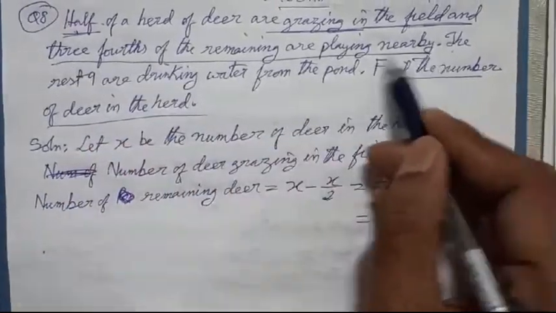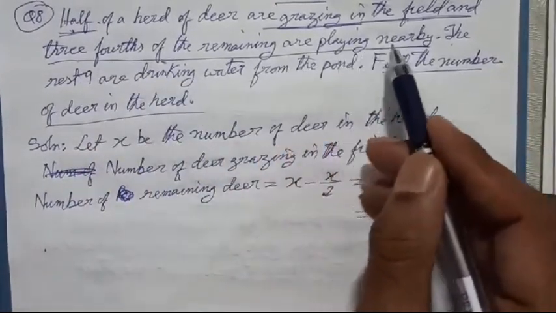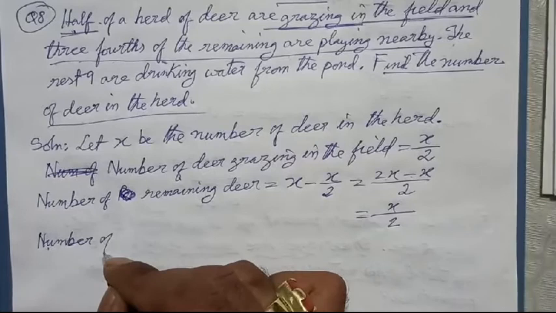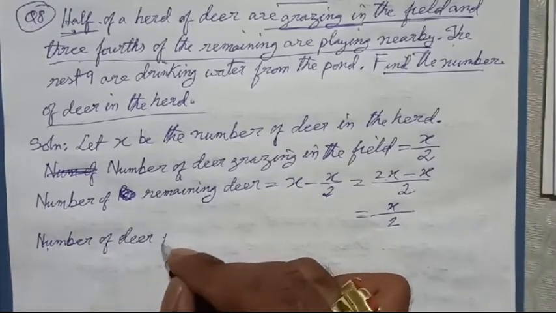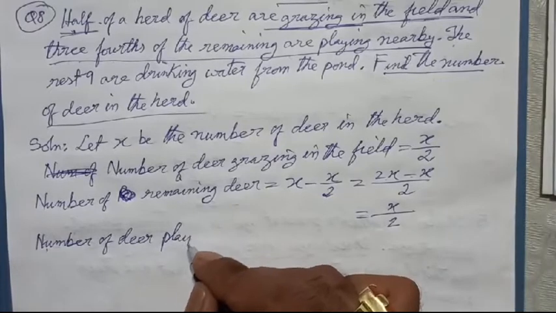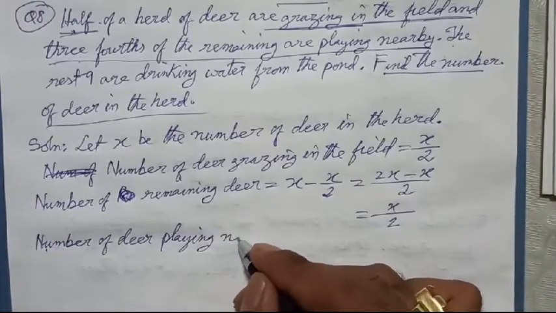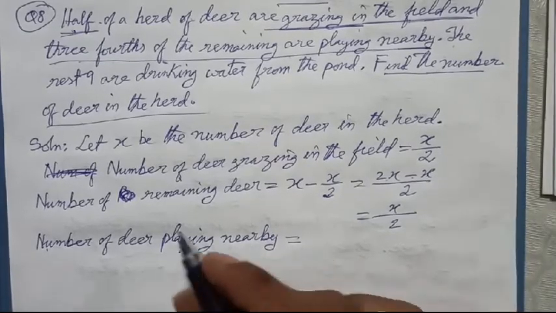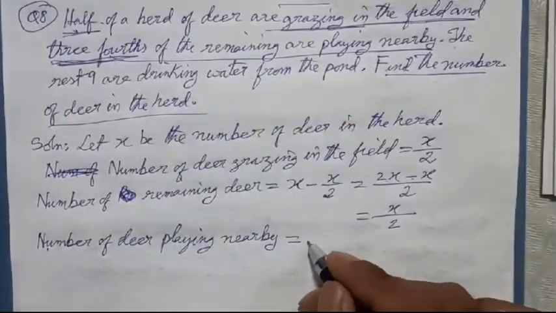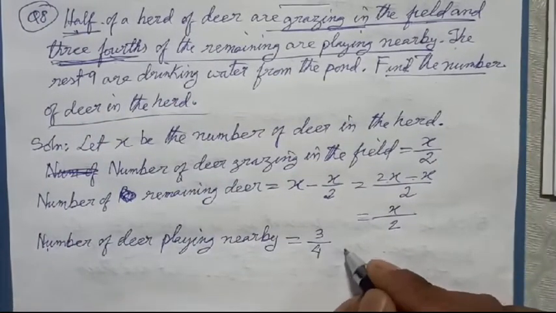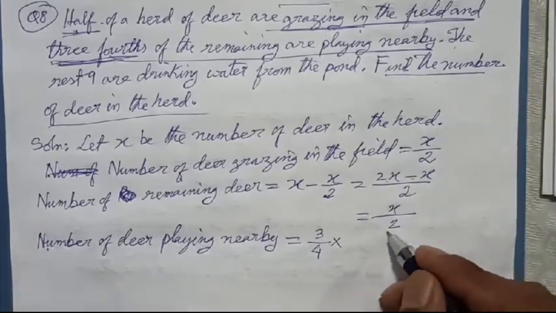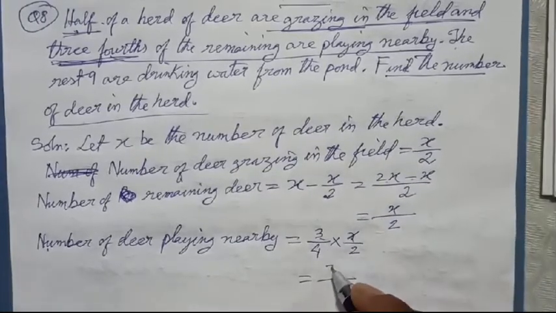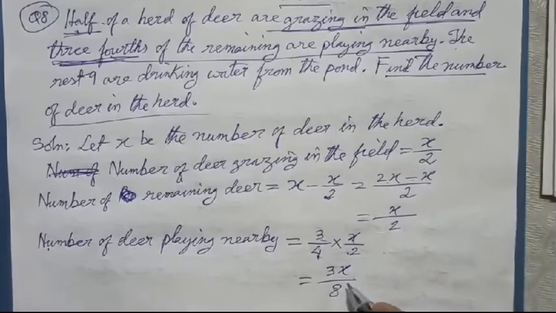3/4 of the remaining are playing nearby. Number of deer playing nearby is 3/4 of remaining, which is 3/4 of x/2, multiply, 3x/8.